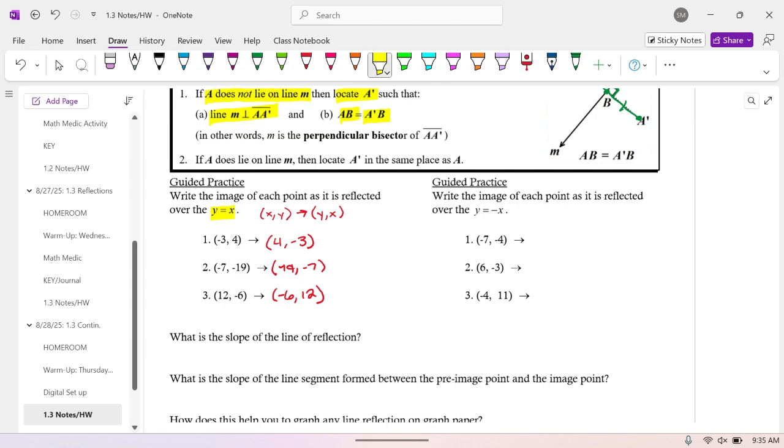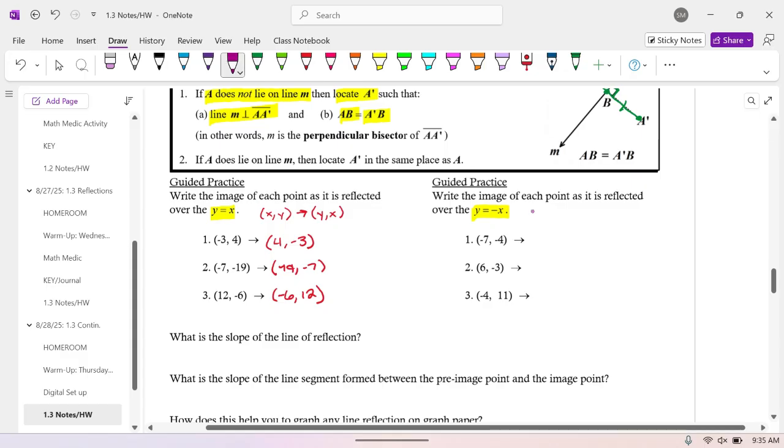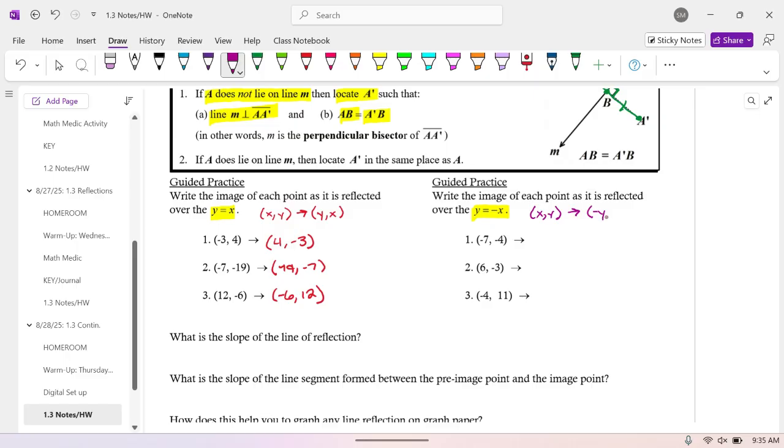Now, when y equals negative x, that means that if we start with xy, like Ann Bradley said, we'll get negative y, negative x once we reflect it. So, what will my new point be for number 1? 4, 7. What would it be for number 2? 3, -6. And then for number 3, -11, 4.